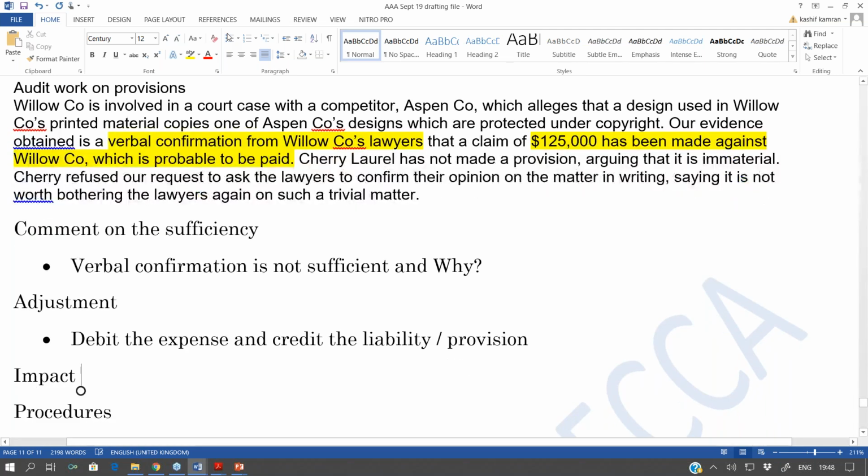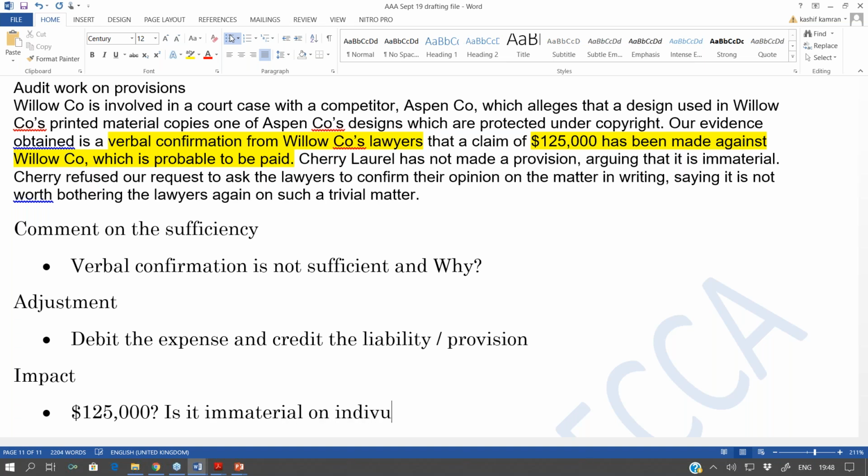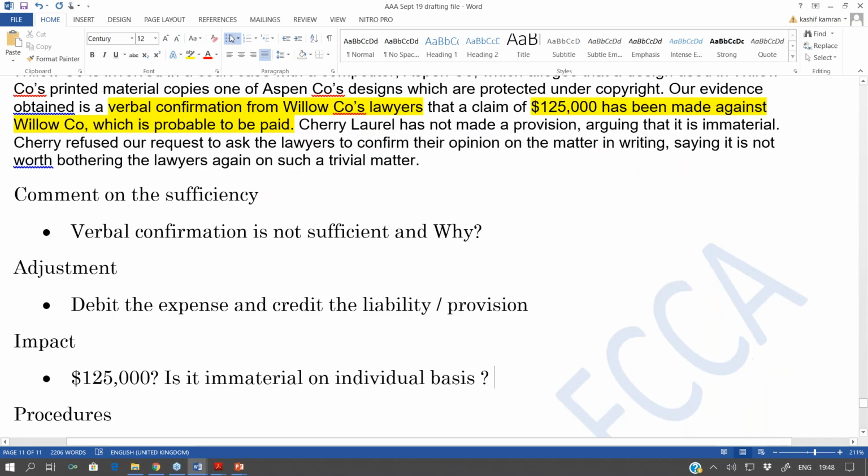Is $125,000 immaterial on an individual basis? Do you agree with that? Is it immaterial on an individual basis? So there is no impact. But now think about aggregate.